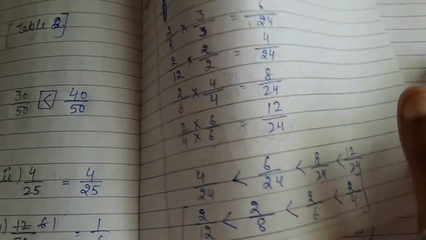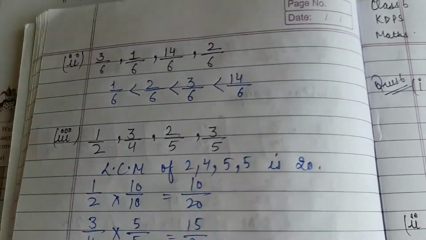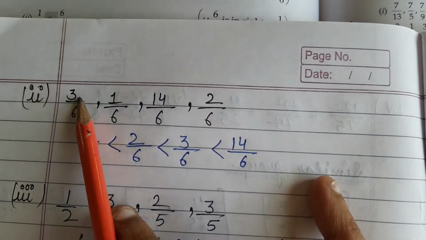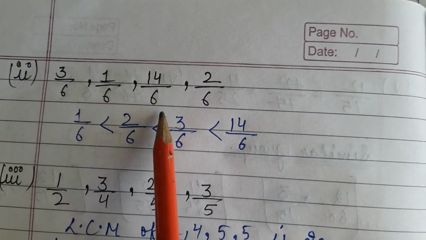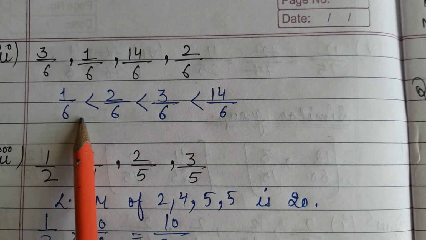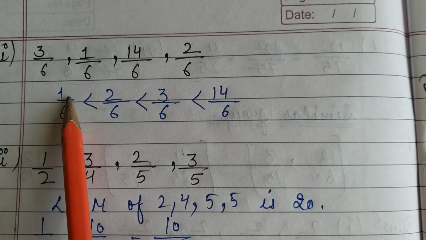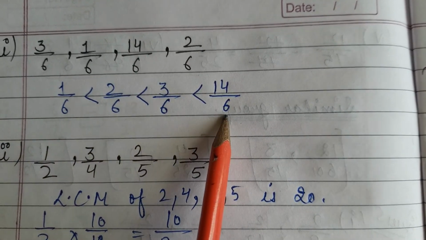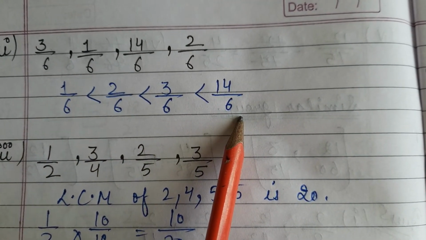So now, moving to the next part of this question, that is 3 upon 6, 1 upon 6, 14 upon 6 and 2 upon 6. Here we have the same denominator, so we can simply put it like this: 1 upon 6, 2 upon 6, 3 upon 6 and 14 upon 6. This is in ascending order.